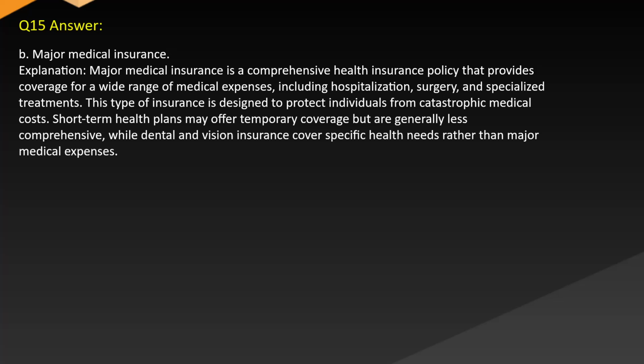Answer: B. Major medical insurance. Explanation: major medical insurance is a comprehensive health insurance policy that provides coverage for a wide range of medical expenses, including hospitalization, surgery, and specialized treatments. This type of insurance is designed to protect individuals from catastrophic medical costs. Short-term health plans may offer temporary coverage but are generally less comprehensive, while dental and vision insurance cover specific health needs rather than major medical expenses.